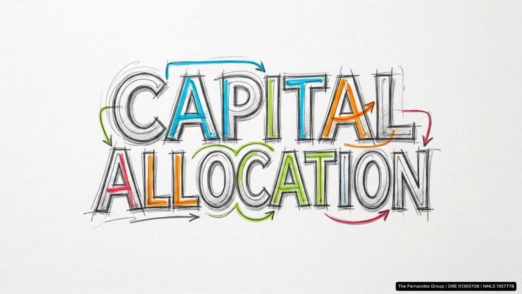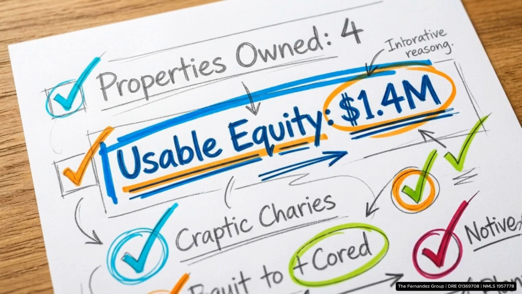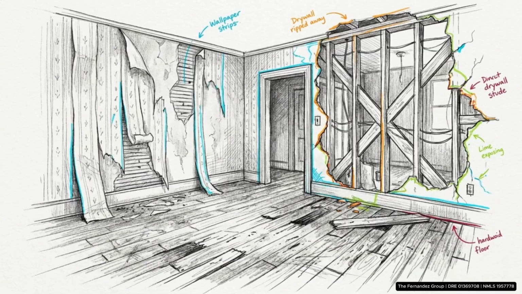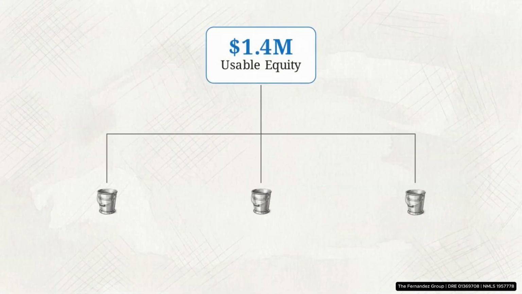Step number 5 is the deployment strategy. Consider an investor with 4 properties and $1.4 million in usable equity. This investor finds an off-market 8-unit property. It is currently under-rented and needs significant renovation to reach its full market value. By tapping their usable equity, they fund this new project without selling their existing rentals.